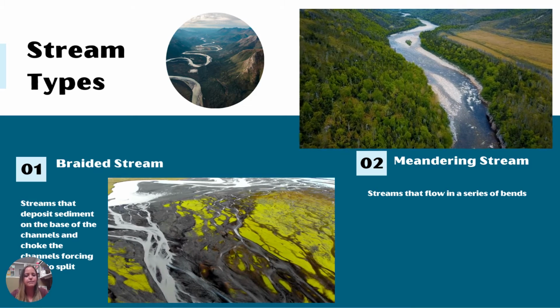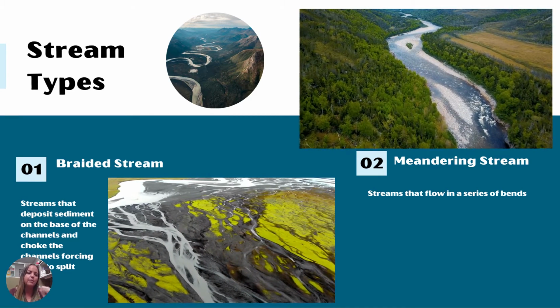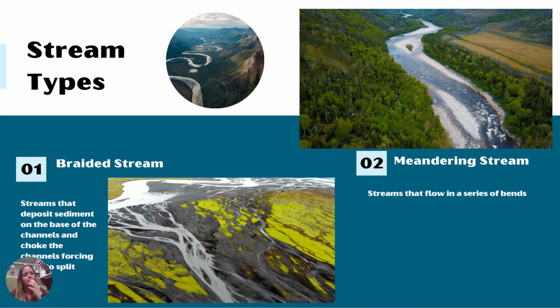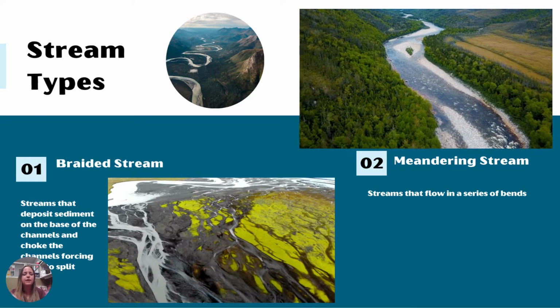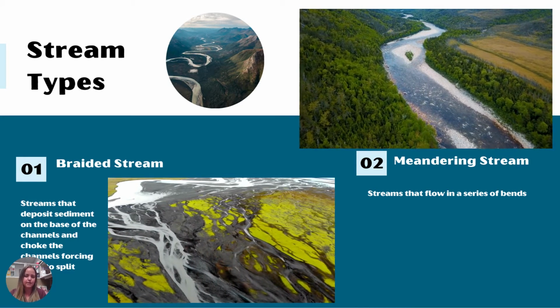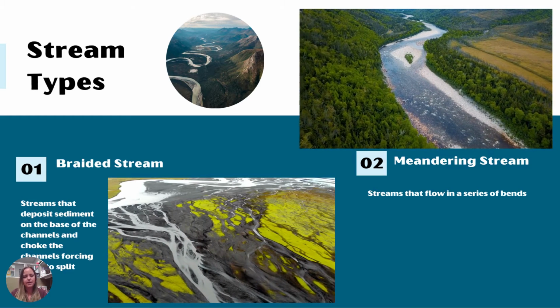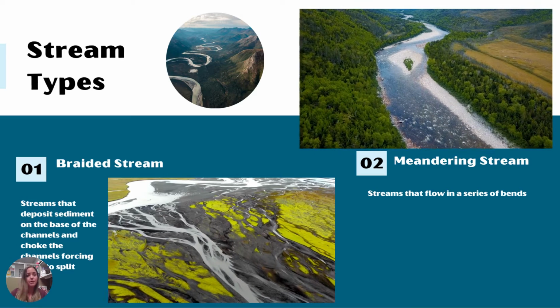All right, looking at some stream types. There are two basic types. We have braided and we have meandering. Braided streams are streams that have an interconnected network of channels, and this network of channels is mostly impacted by the amount of sediment that's present. So there's lots of sediment here, and water is just trying to find a way to flow downhill.